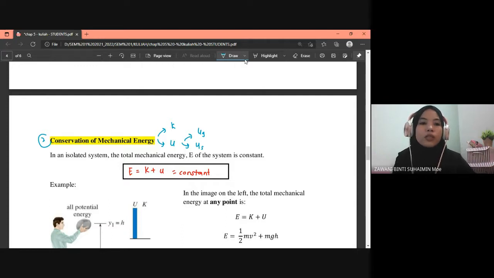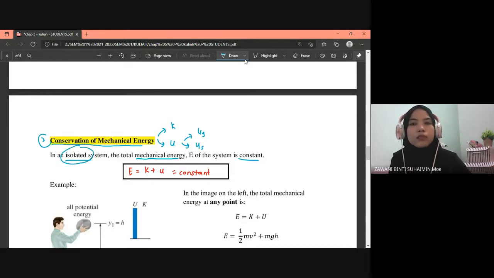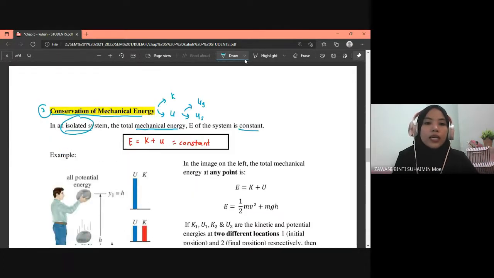Okay, so sama juga statement untuk conservation of mechanical energy. So maksudnya in isolated system, the total mechanical energy in the system will be constant, dengan syarat dia adalah isolated system lah. Itu system when there is no external force acting on the system. Okay, so E is equal to K plus U. E kat sini represent mechanical energy. Alright, it consists of kinetic dan juga potential energy will be constant.